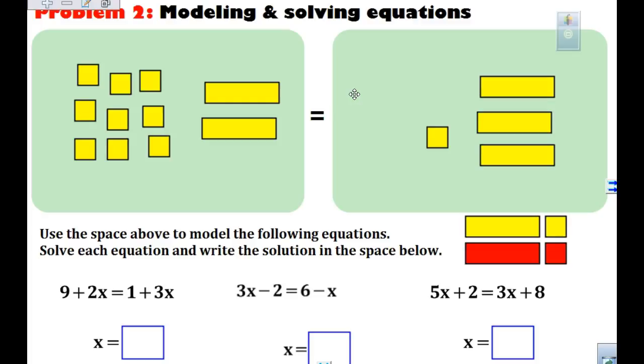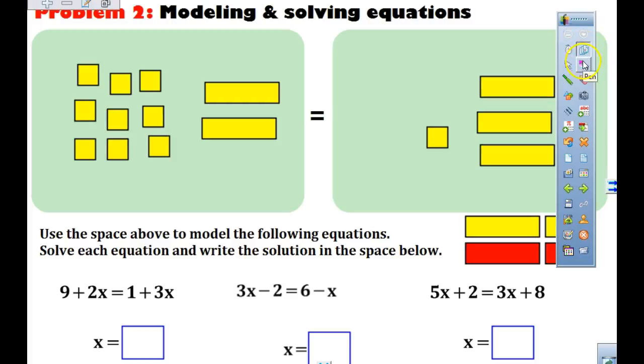First thing we want to look at is we need to remove the x's. What's the least amount of x's that we can actually remove? We can only remove how many? 2. If I remove 2, what are we left with on this side? 9 equals 1 plus 3x. Let's do that.